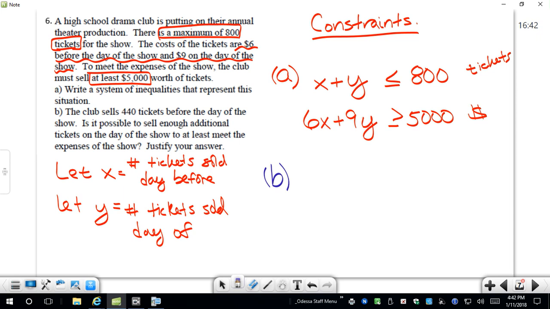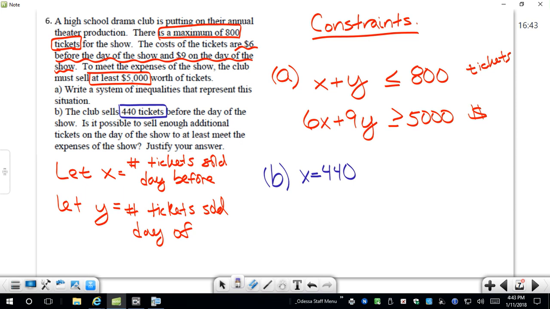Part B says the club sells 440 tickets before the day of the show. Is it possible to sell enough additional tickets on the day of the show to at least meet the expenses of the show? Okay, so they tell us that the club sells 440 tickets the day before. So that is telling us that x is equal to 440.